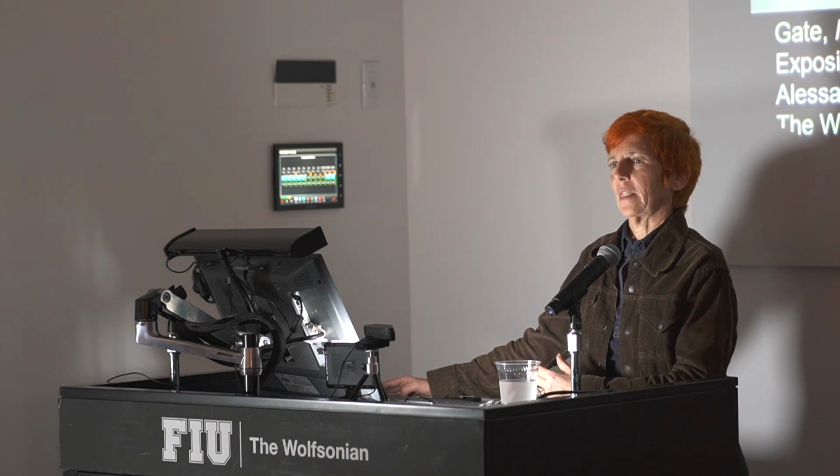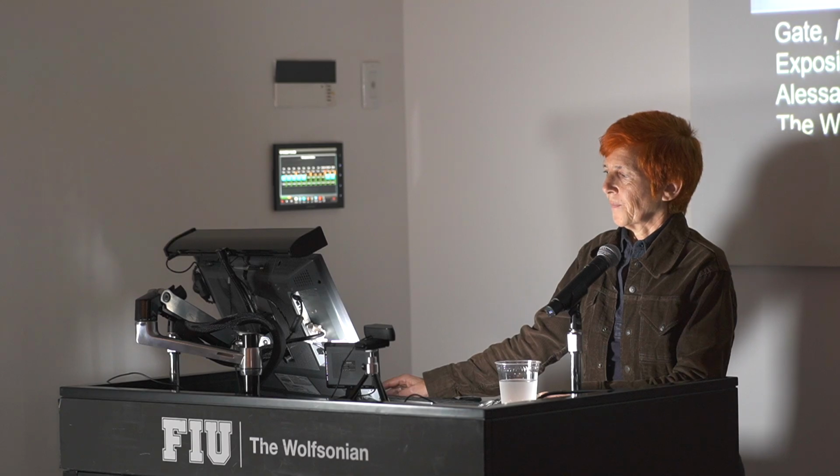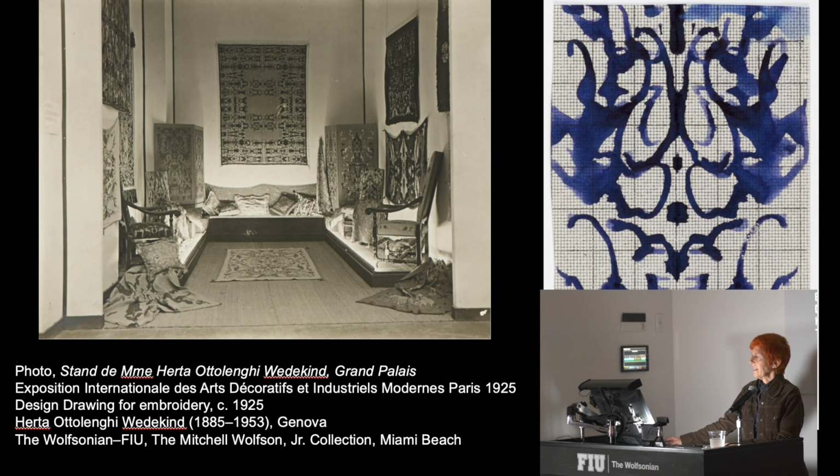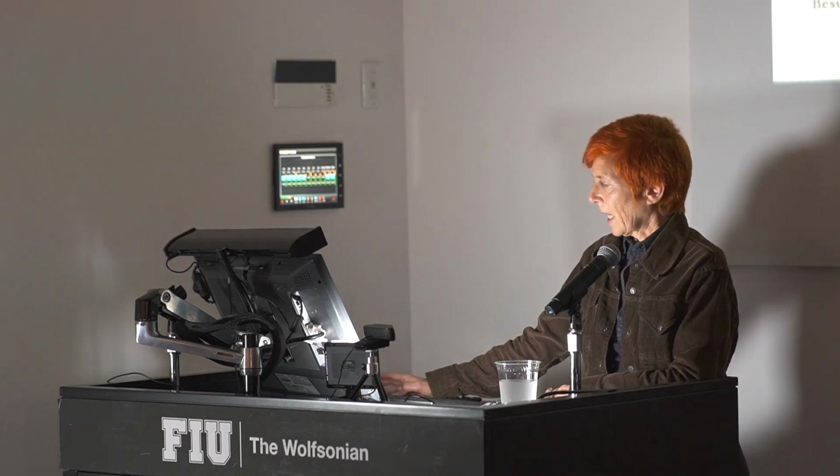When you go to Milan and you see the beautiful buildings from the turn of the century to the 1920s, usually the wrought iron gates and balustrades are designed by him. And inside the Italian section, there was also a very interesting artist, Herta Ottolenghi-Wedekind, who was German, lived in Italy, and designed these very particular patterns in textiles and in carpets.